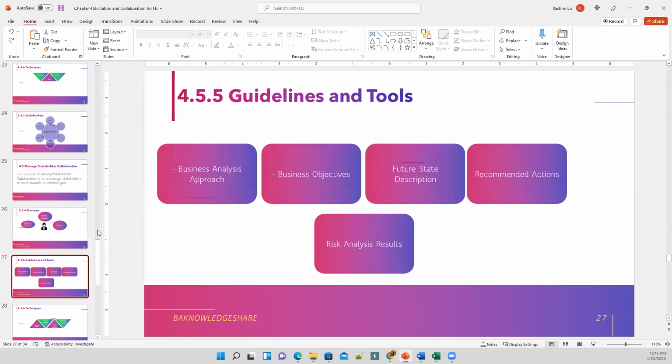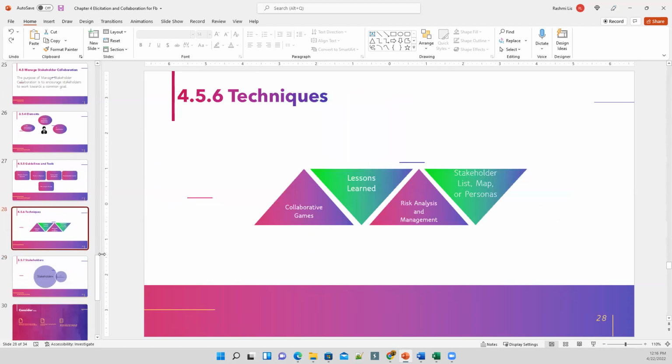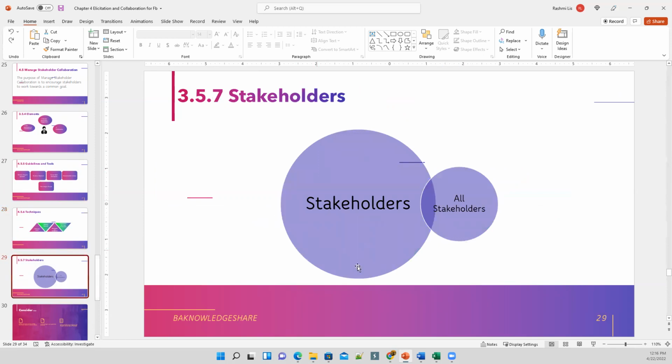Some of the guidelines and tools are the business analysis approach, business objectives, the future state description, recommended actions, and risk analysis results. Some of the techniques used here are collaborative games, lessons learned, risk analysis and management, stakeholder list, map, or personas. And all stakeholders are involved in this.